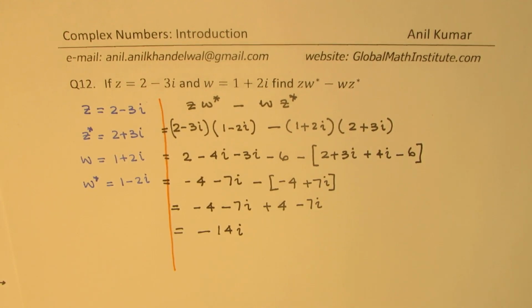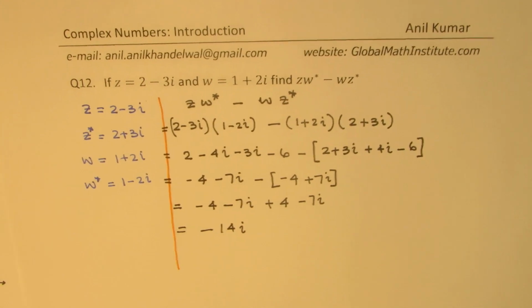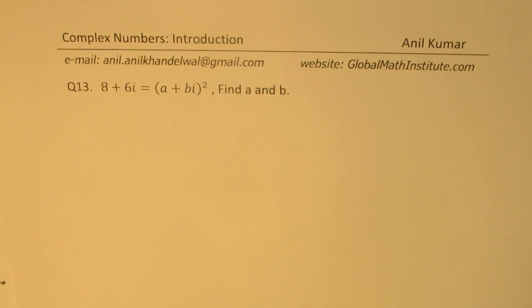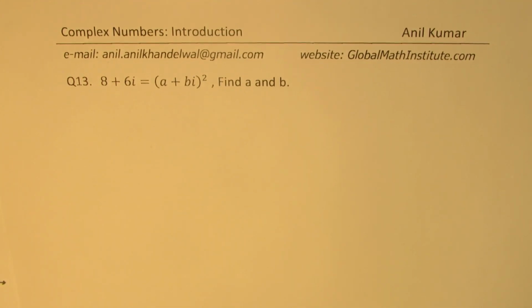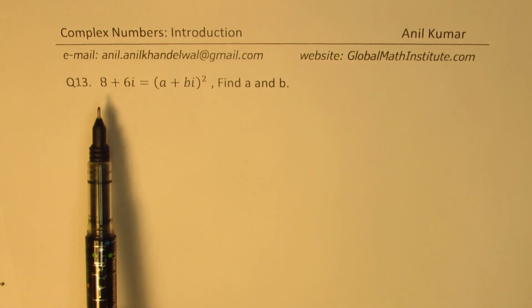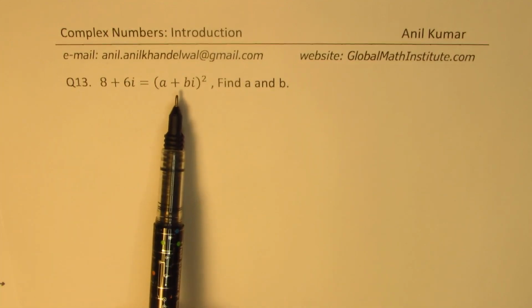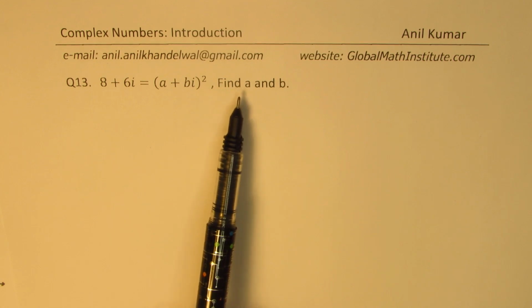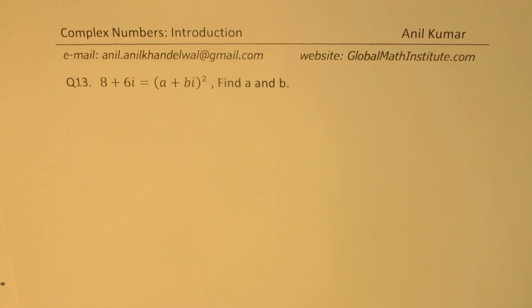Now here is the last question for us. This is kind of a bonus question for you. You can pause the video, answer this question, and then look into my suggestions. We have a very interesting question here, which is 8 plus 6i equals a plus bi whole squared. Find a and b. I'd like you to pause the video, answer the question, and then look into my suggestions.